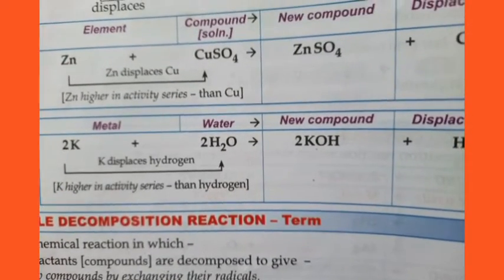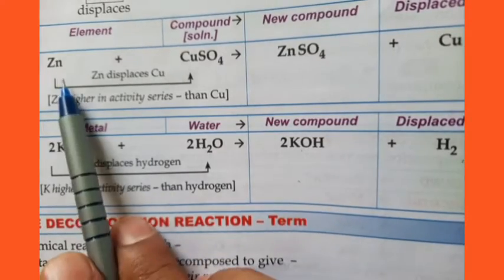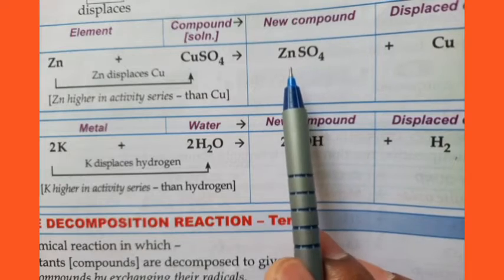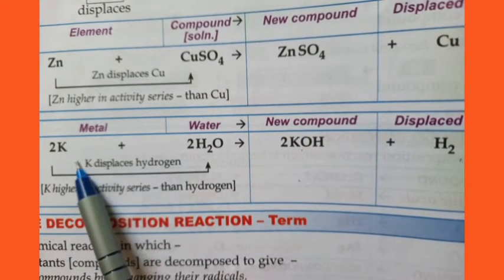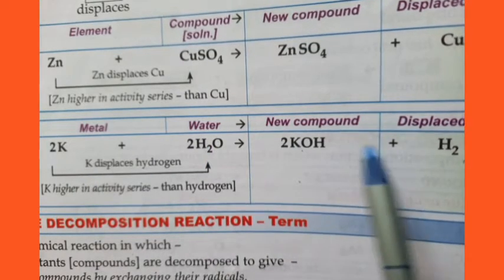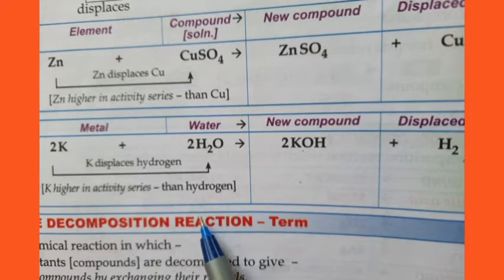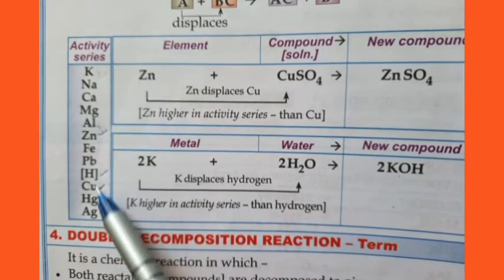So do remember in both these examples, if you remember the activity series, zinc is above copper, so zinc is more reactive and displaces copper from copper sulfate, forming zinc sulfate and copper. And in this case potassium is above hydrogen, so potassium is more reactive, so it displaces hydrogen. So which element is more reactive than the other, we come to know through the activity series. So you have to remember, students, this activity series in detail.